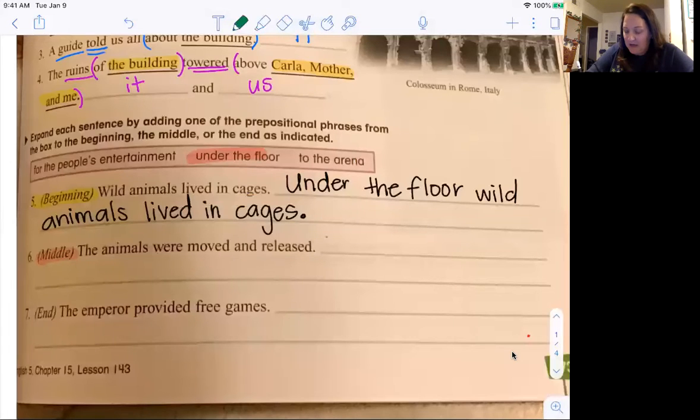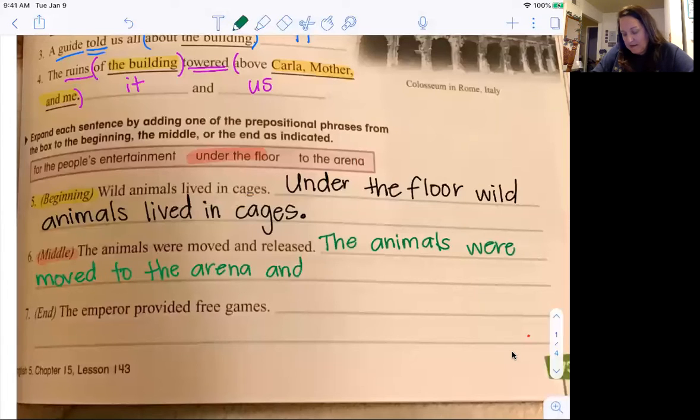So let's look here. The animals, write it with me. The animals were moved to the arena and released.